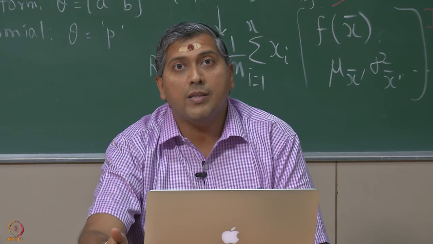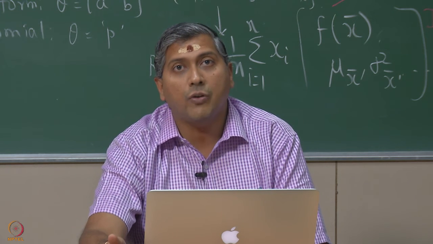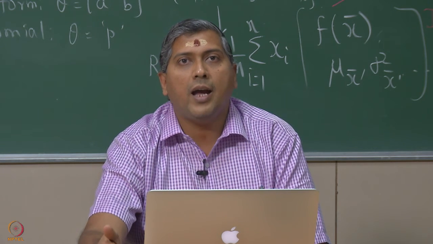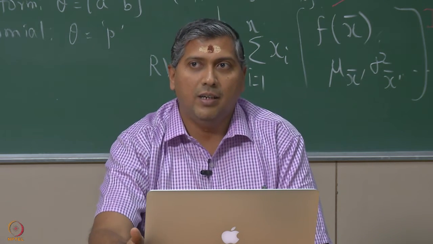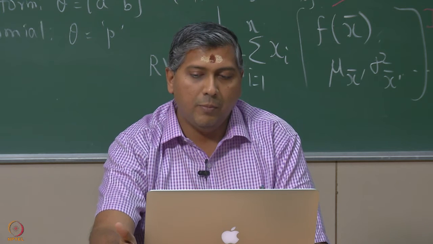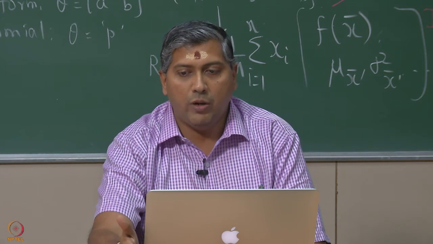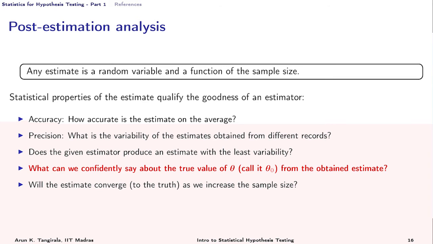If I sacrifice precision for accuracy, then that means I am okay with having high variability of estimates. What does that mean? That means I am okay in obtaining an estimate of, let us say, 6.4 for the sample mean from one experimental record, whereas another experimental record would have generated maybe 9.7. That is a very high variability.